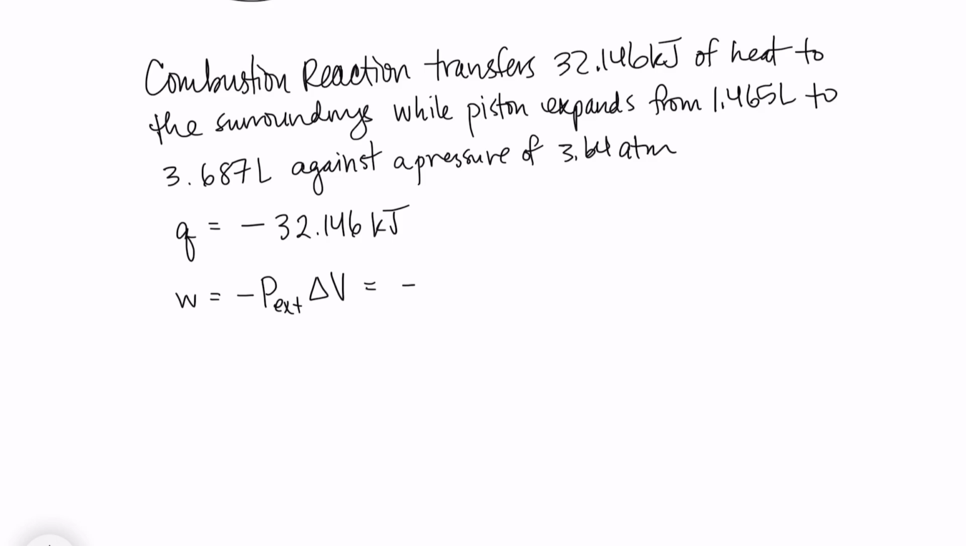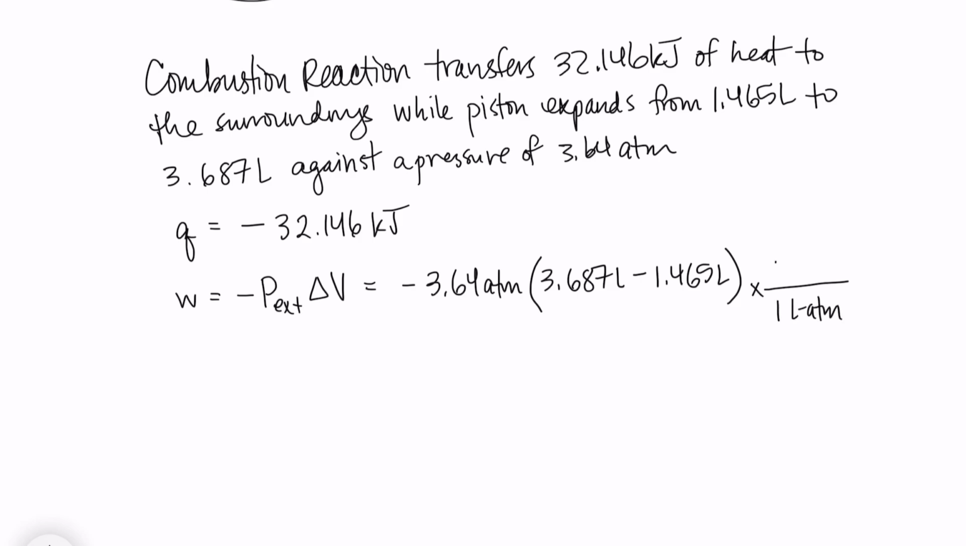And for work, our equation for work is negative P external times delta V. So I'll have negative 3.64 atmospheres, and then I'll need my final 3.687 liters minus initial 1.465 liters. This number is going to be in liter atmospheres when I'm done, and so I'm also going to convert from liter atmospheres into joules. 1 liter atmosphere is the same as 101.3 joules. Okay, when I calculate this out, I'm going to get for my work negative 818.2 joules.